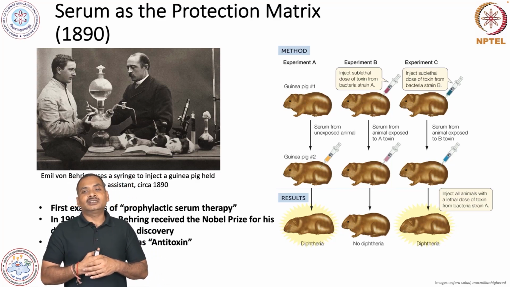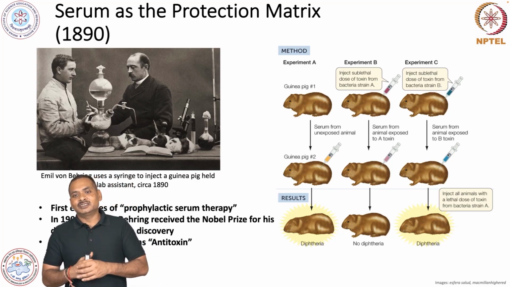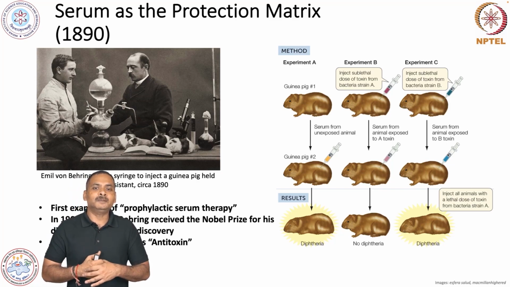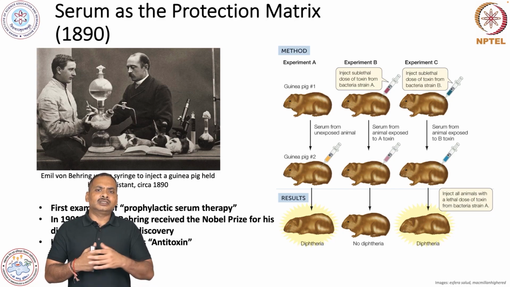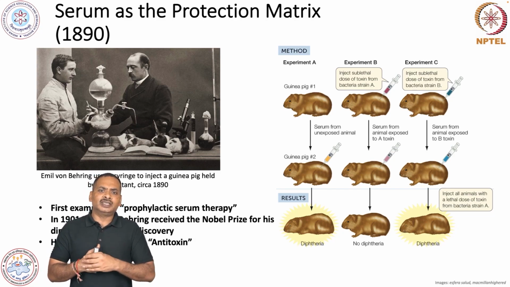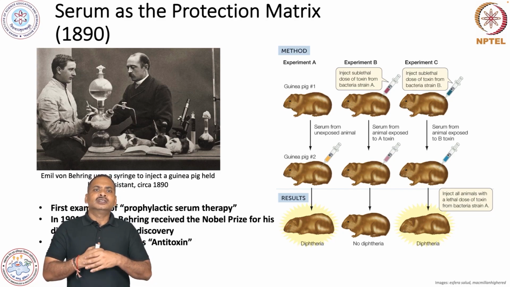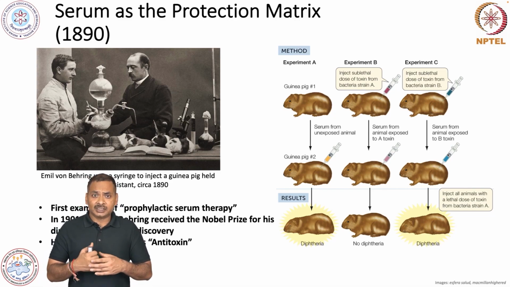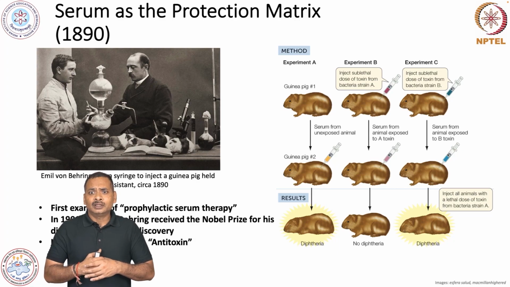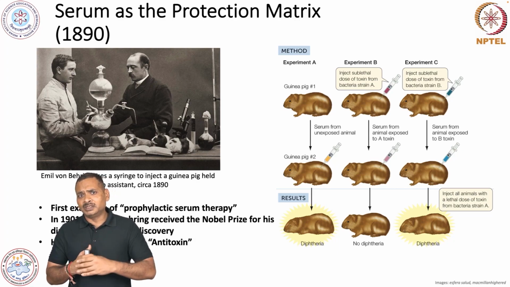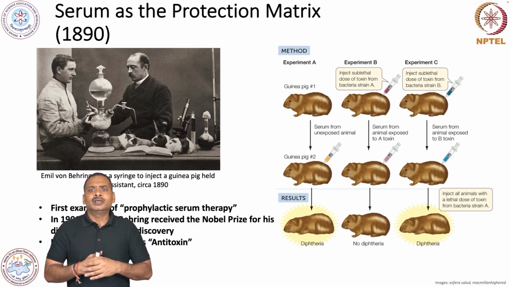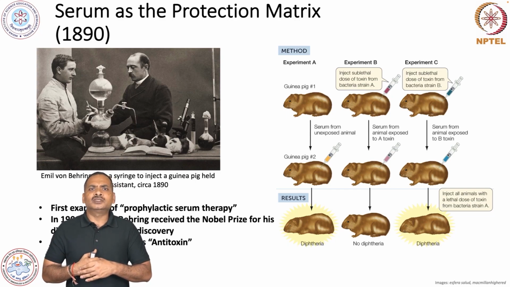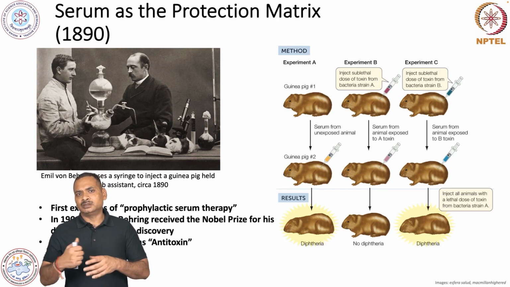Here you can see that there are three groups of guinea pigs; here you are seeing only one guinea pig. The first group did not receive any toxin, and the second group received the toxin from strain A. Please remember, this is a sublethal dose, not a very lethal dose. And the third group of guinea pigs received the toxin from strain B.